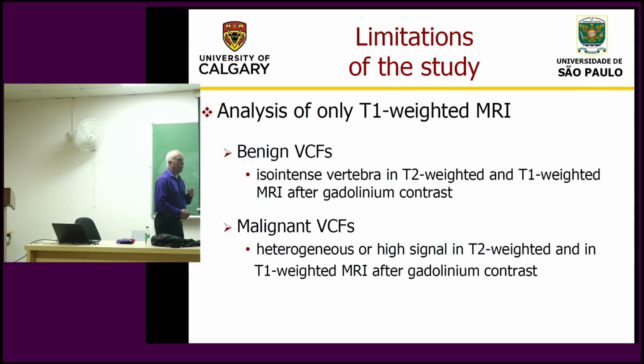A limitation is that only T1 weighted MRI was used, and benign VCFs are known to have iso-intense vertebrae in T2 weighted and T1 weighted MRI after gadolinium contrast injection. But malignant VCFs are known to be heterogeneous or have high signal in T2 weighted and in T1 weighted MRI after contrast. So it is possible that T2 may have some other information, but we didn't have T1 and T2 in this database.